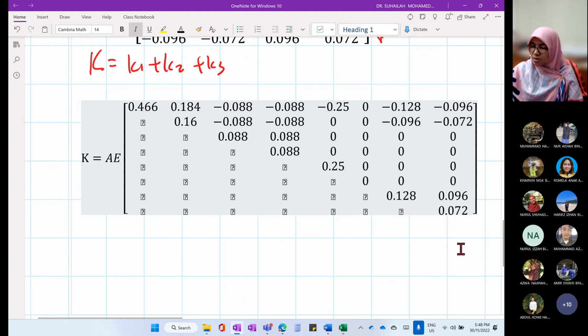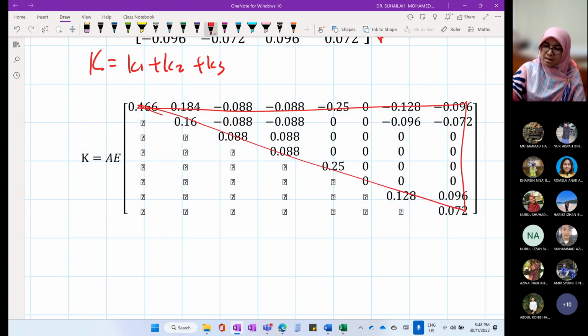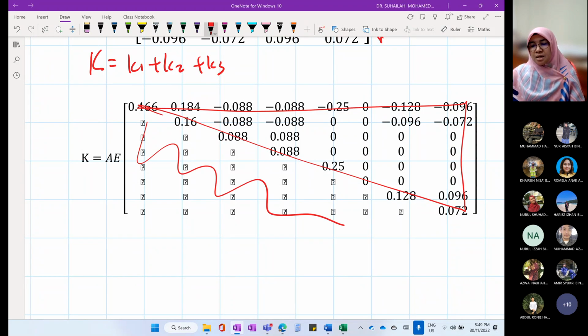So the lower part is the diagonal, you know, because the matrix is symmetric. So you just need to write like this, and this part remains blank. When you write the K structure stiffness matrix, the lower part remains blank. No need to put any symbol, just leave it empty. Because of this symmetry, it is enough to just write the diagonal like this.